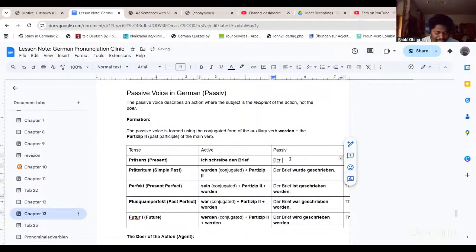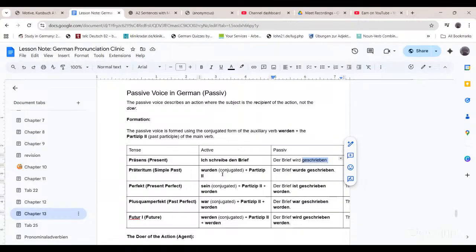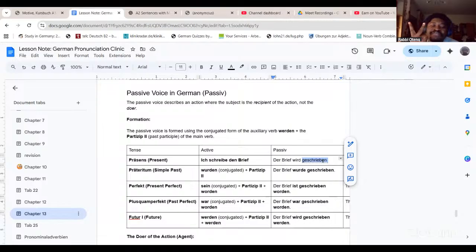Der Brief wird geschrieben. The participle form of the main verb. So the main verb is schreiben and the participle is hat geschrieben, geschrieben. So what about the letter is written? We have two types.